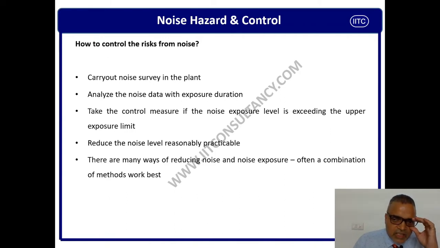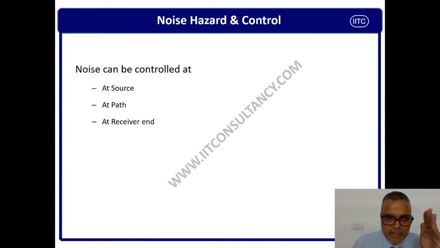Take control measures if the noise exposure level is exceeding the upper limit. You have to put in job rotation, administrative control, elimination, substitution, or there is ERIC PD: elimination, reduction, isolation, control, mitigation, life-saving, emergency. This is another thing we will see in another slide. Reduce the noise level as far as reasonably practicable. There are many ways of reducing the noise and noise exposure. Often a combination of methods works in the best way.